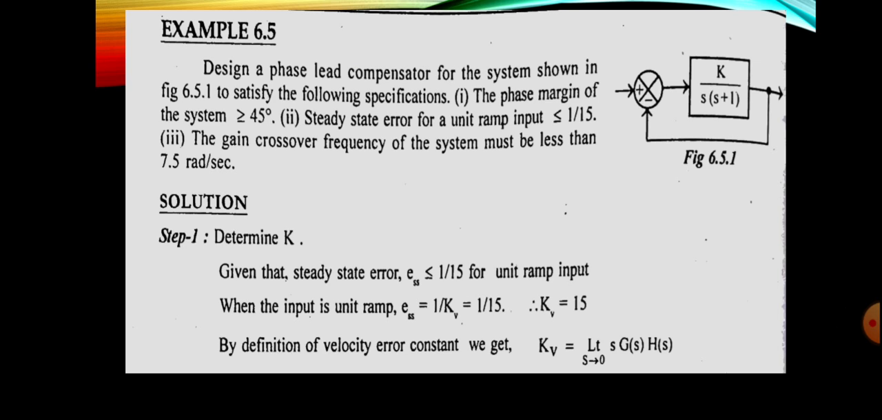Steady state error for a unit ramp input is less than 1 by 15. The gain crossover frequency of the system must be less than 7.5 radian per second.